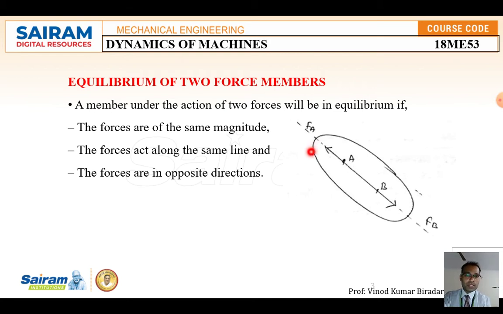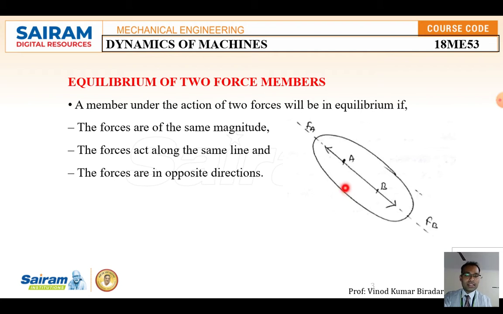I will repeat here. In the examination they may ask you to state the condition for a two force member. You draw this diagram. This is any mechanical device, element, body, system, upon which two forces are acting. What is the first condition you have to write? Both the forces should be of the same magnitude. For example, if force A is 10 Newton, then force B should always be equal to Fa, that is 10 Newton only. Suppose if Fa is 20 and Fb is 10, that is not in equilibrium condition.